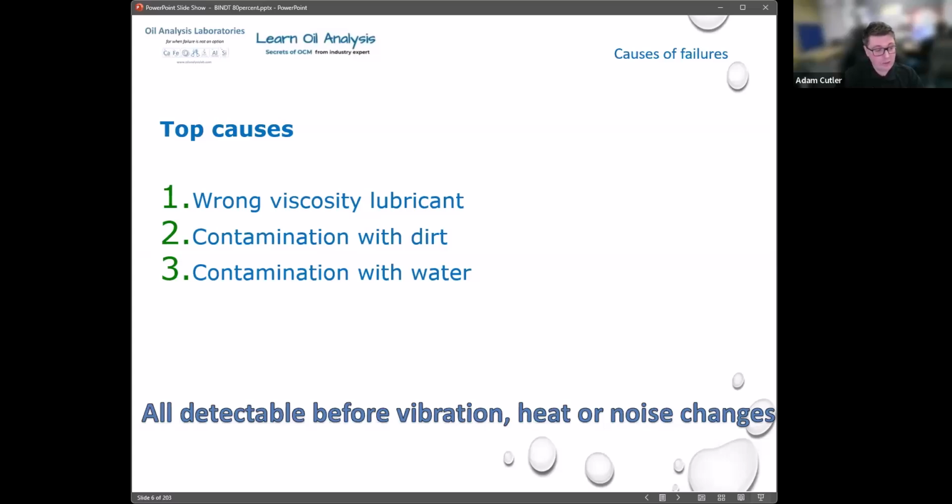So this is why it's important. And again, 80% of failures are caused by these three topics in oil analysis. So if you can highlight these and get these right, you're a long way to getting good reliability in your systems.